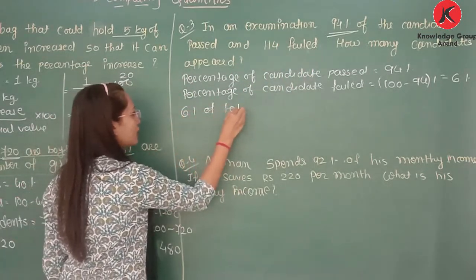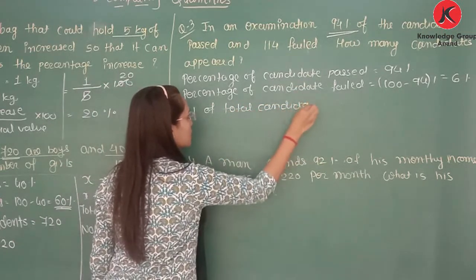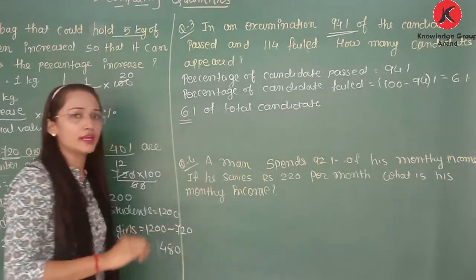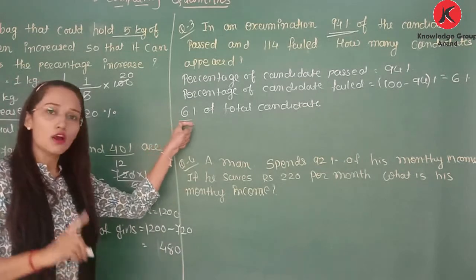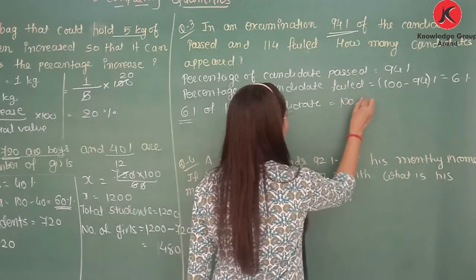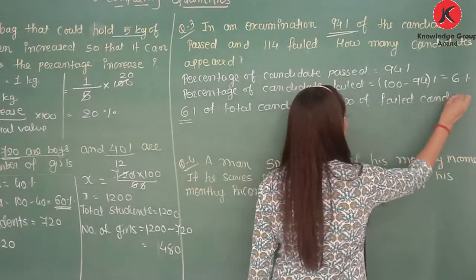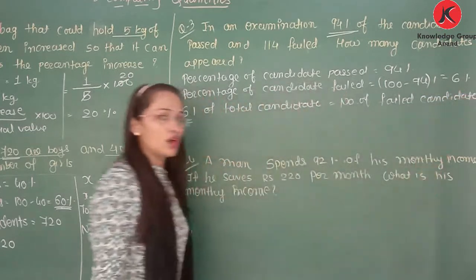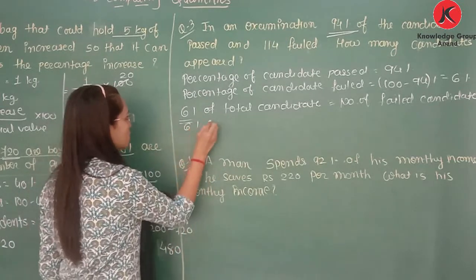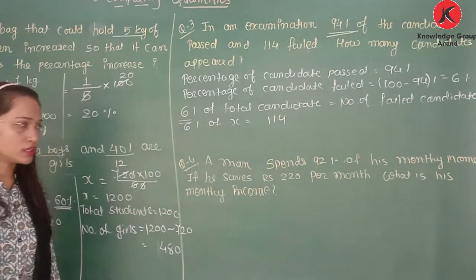6% of total candidates. If you take 6% of total candidates, it will give the number of candidates who failed, because 6% is the fail percentage. So that is 6 by 100, and you can write number of failed candidates. But we don't know total candidates, so we can write it as x. So 6% of x is equal to failed candidates, 140.